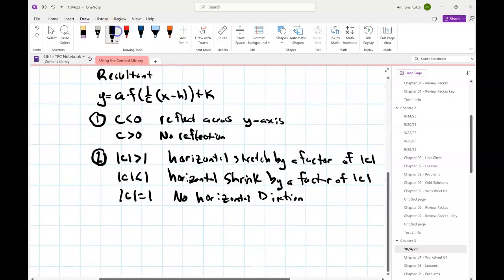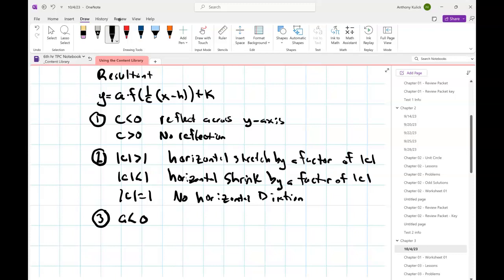Not talking about 0, we're talking about numbers between -1 and +1. All right, third situation is our A's. So A also does 2 things. It's going to reflect across the x-axis if it's negative, and does no reflection if it's positive. So again, that's like an up and down reflection, right? If we're reflecting across the x-axis, that's like flipping things up and down.